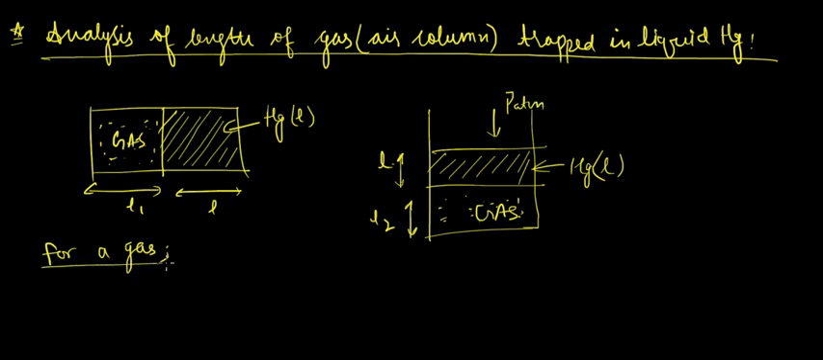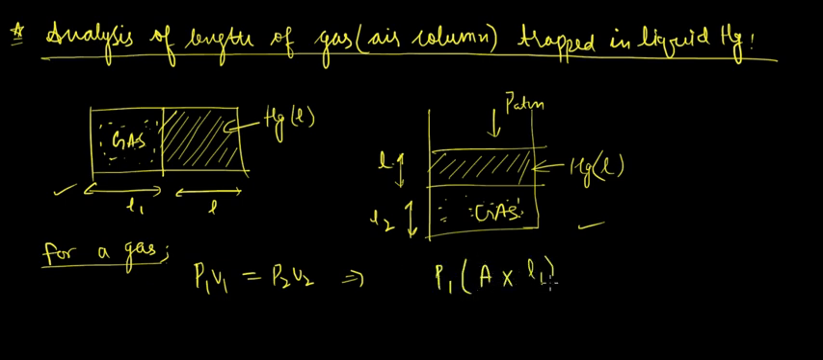So for a gas, as the number of moles and temperature are not changing, we can say that P1 V1 equals P2 V2. V1 is the volume of the gas here and V2 is the volume of the gas here. So we can write P1 times A, the cross-section area of the vessel, times L1 equals P2 into A into L2. A and A get cancelled.